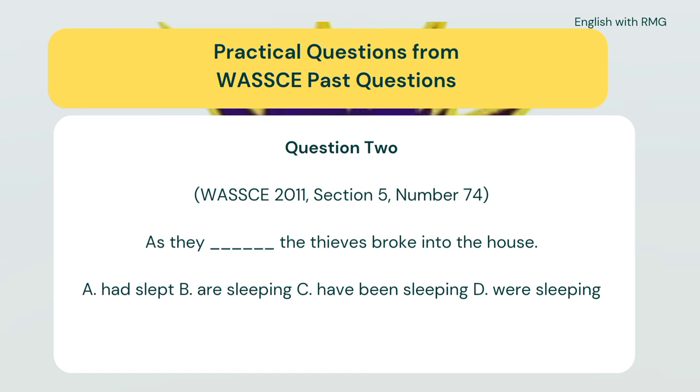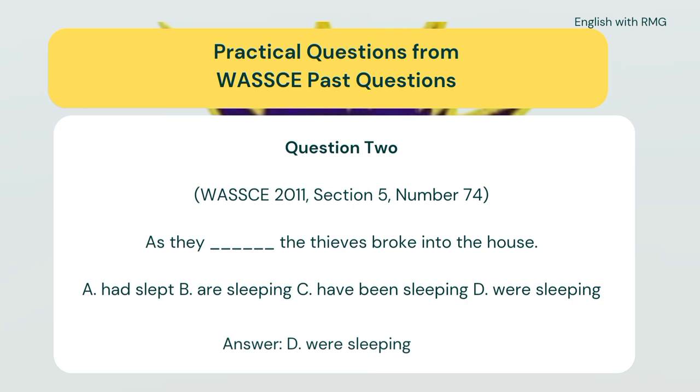So this is going to be what? I want you to pick the answer. Put your answer in the comment because I want to be sure that you really understood what I explained earlier. So it's going to be what? As they were sleeping, the thieves broke into the house, because the sleeping was an ongoing action in the past that happened at the same time that the thieves broke into the house. So because sleep was an ongoing action, then it's going to be in the past continuous tense. So our answer is what? They were sleeping. As they were sleeping, the thieves broke into the house.